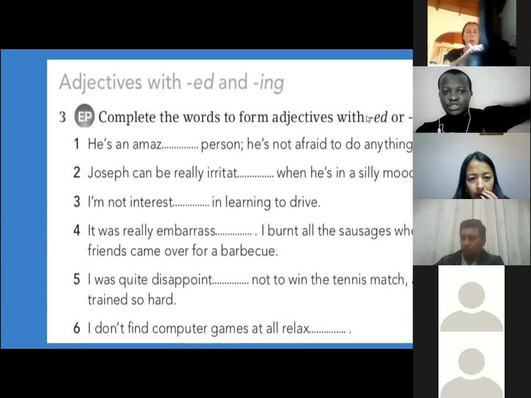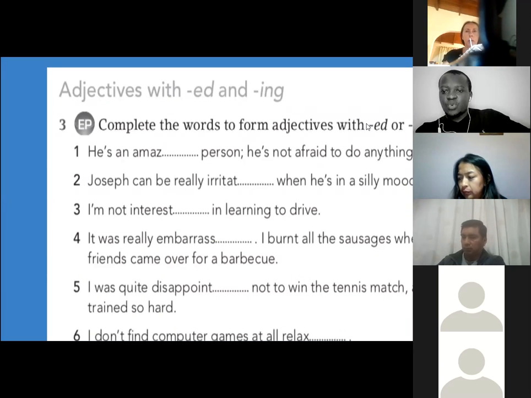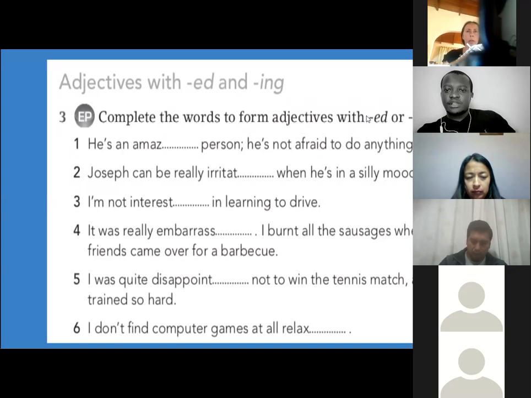So we have 2 minutes. It is 21 past 8. At 23, we finish. So write the answers in your notebook, guys. Let's go, guys. Put down answers in your notebook.